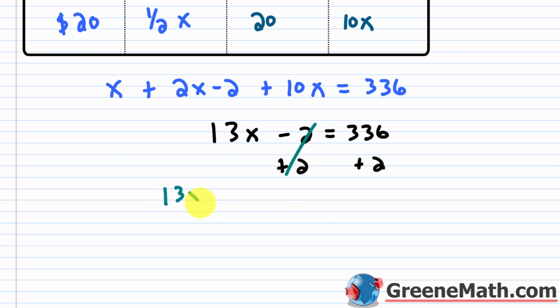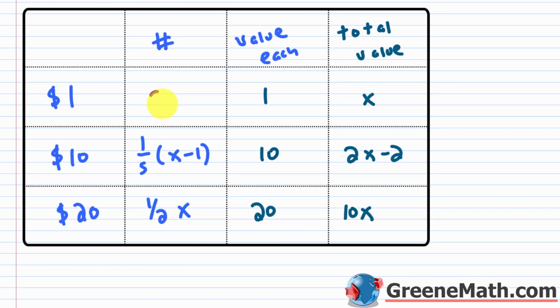So I'm going to have 13x is equal to, this would be 338 if I did 336 plus 2. Let me make this 8 better. And then I'm going to divide both sides of the equation by 13. So this would cancel. And you're going to get x is equal to 338 divided by 13 is going to be 26. So let's put this as 26 here.